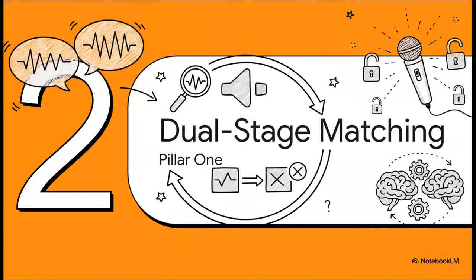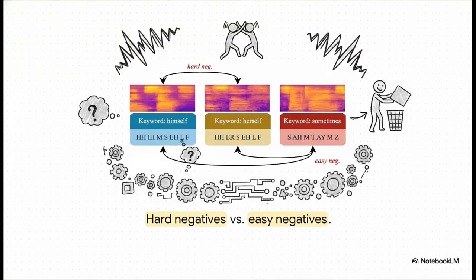That brings us to Pillar 1, dual stage matching. This is how the system solves the problem of getting easily confused by similar-sounding words. These spectrograms, which are essentially visual representations of sound, show us exactly what the AI hears. The system has to differentiate between your wake word and literally everything else you say.